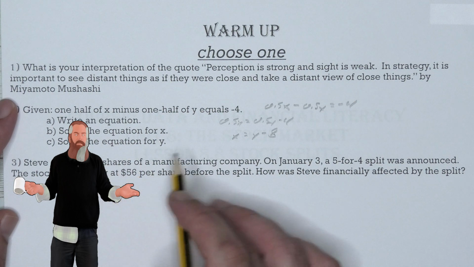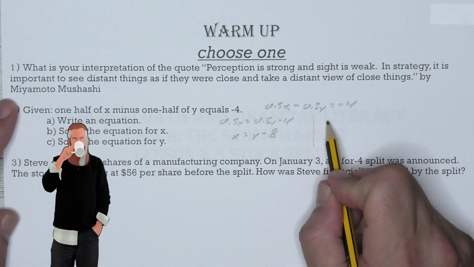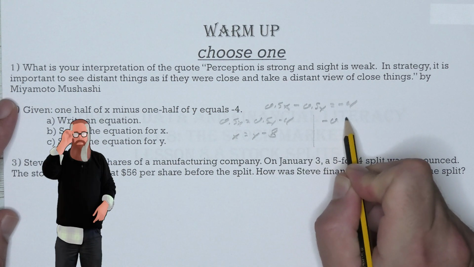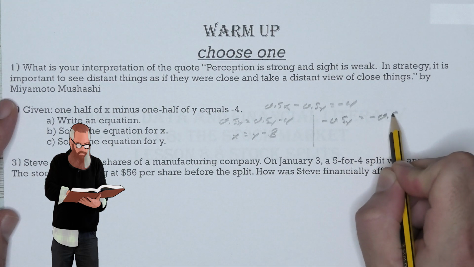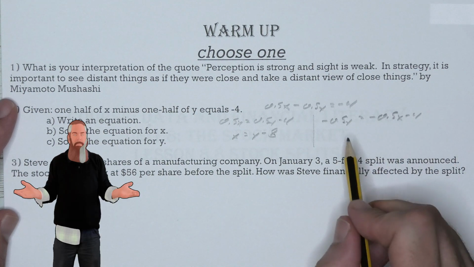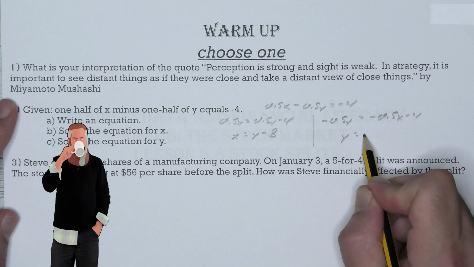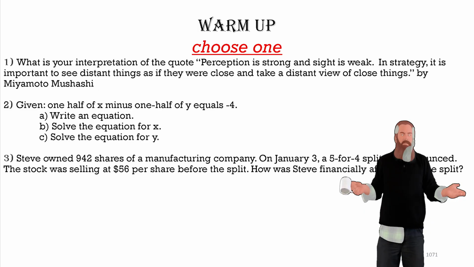Now if we're going to solve this for y, we're going to do the same thing, but going after the y's. Moving 0.5x to the other side, we get negative 0.5y is equal to negative 0.5x minus 4. Multiplying both sides by -2 is going to give us y is equal to x plus 8.